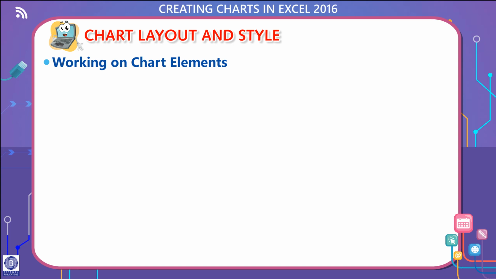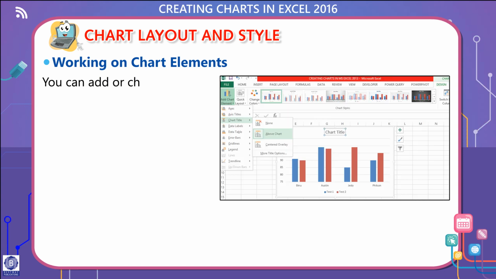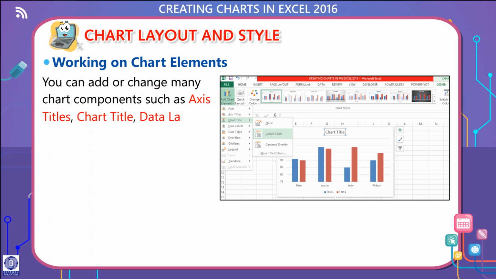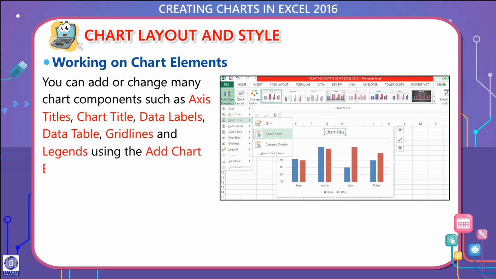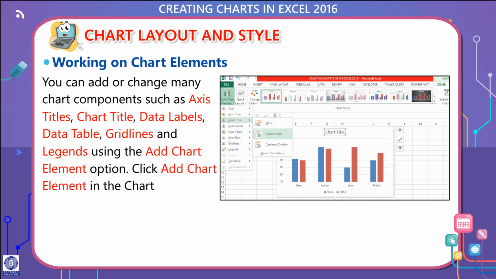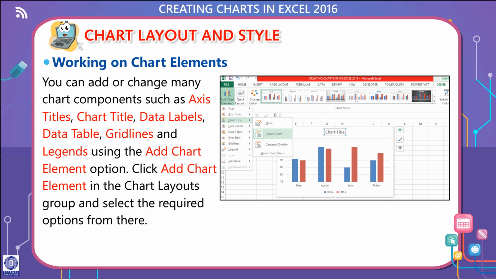Working on chart elements. You can add or change many chart components such as axis titles, chart title, data labels, data table, grid lines, and legends using the Add Chart Element option. Click Add Chart Element in the Chart Layouts group and select the required options from there.